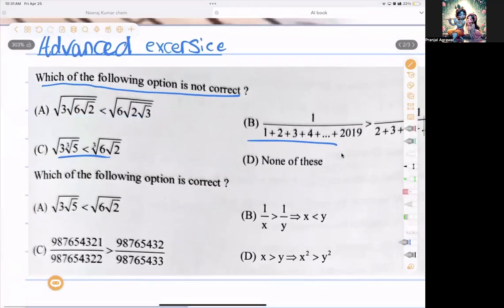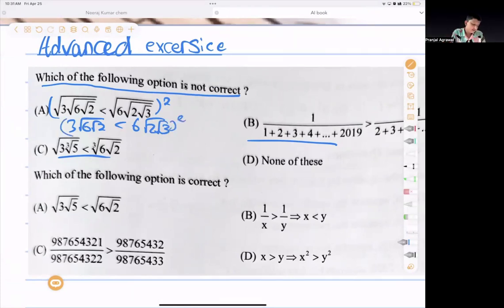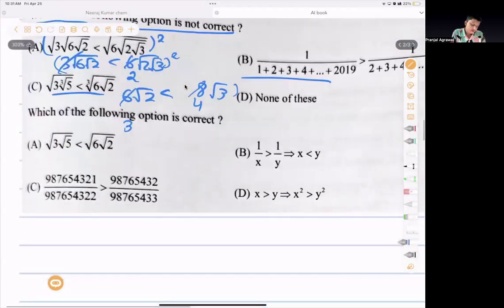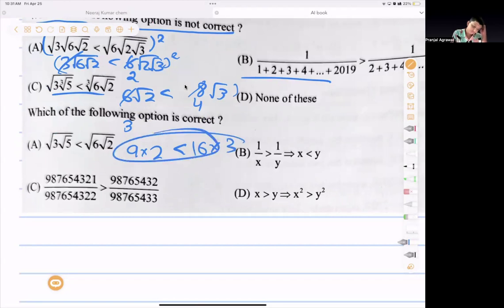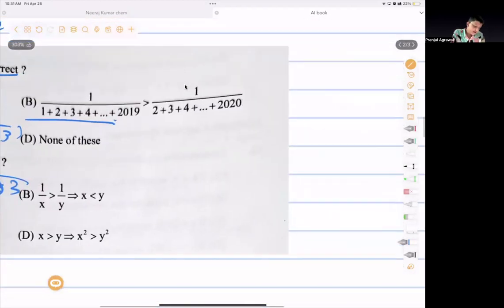So here we will square both sides. We will get 3 root 6 root 2 greater than 6 root 2 root 3, which we again square. We'll cancel this. That 6 root 2 is greater than 4 2 root 3. So this will be 8. This will get 3 and 4. Again we'll square, so we'll get 9 into 2 is greater than 16 into 3, which is true. So this is true.